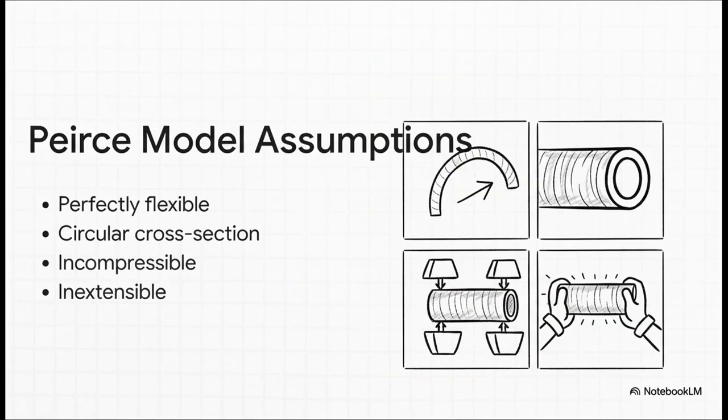Now, to make the math even possible, Pierce had to start with a few simplifying assumptions. He basically imagined that the yarns were perfect little circles that were totally flexible, couldn't be squashed, and couldn't stretch. Now, of course, that's not exactly reality, but it was a brilliant starting point for the blueprint.